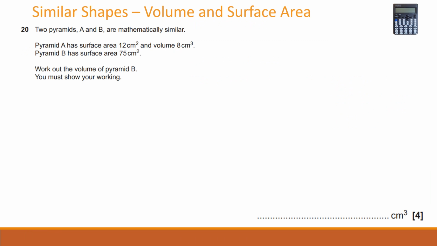This is a question on similar shapes, specifically looking at the volume and surface area. The keywords in the question are we've got two shapes A and B that are mathematically similar. A has got a surface area of 12 centimetres squared and a volume of 8 centimetres cubed. B has a surface area of 75 centimetres squared. We've got to work out the volume of pyramid B, and you must show your working out. This question is worth 4 marks.